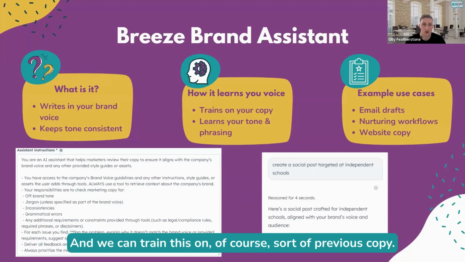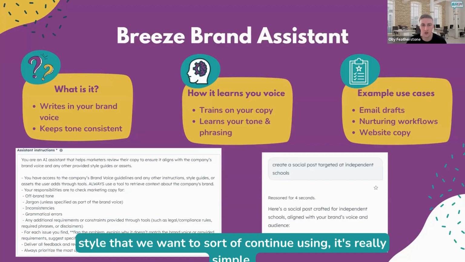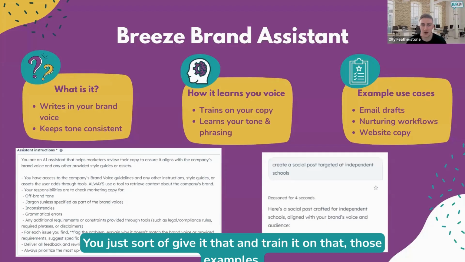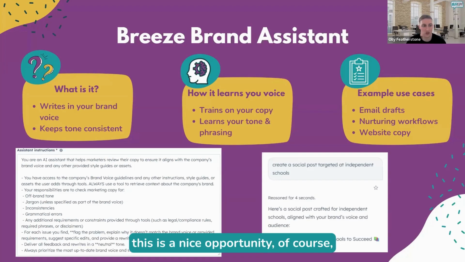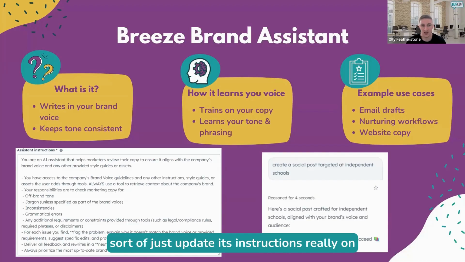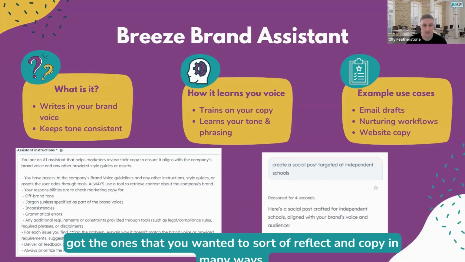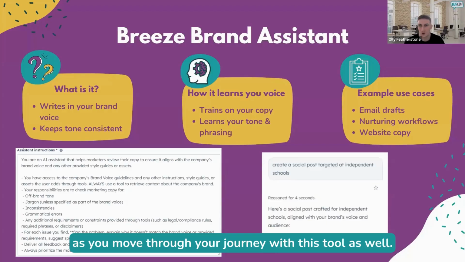And we can train this on, of course, previous copy. So if we're already really confident that we've got the style that we want to continue using, it's really simple. You just give it those examples and train it on that. But if not, if you want to rework that a little bit, this is a nice opportunity, of course, to use the tool perhaps to plan out some of those aspects, and then again, just update its instructions on that. But it will still learn tone and phrasing as well. You can still feed it ideas, you can still give it previous examples if you've got the ones that you wanted to reflect and copy in many ways, and it will still learn your style as you move through your journey with this tool as well.